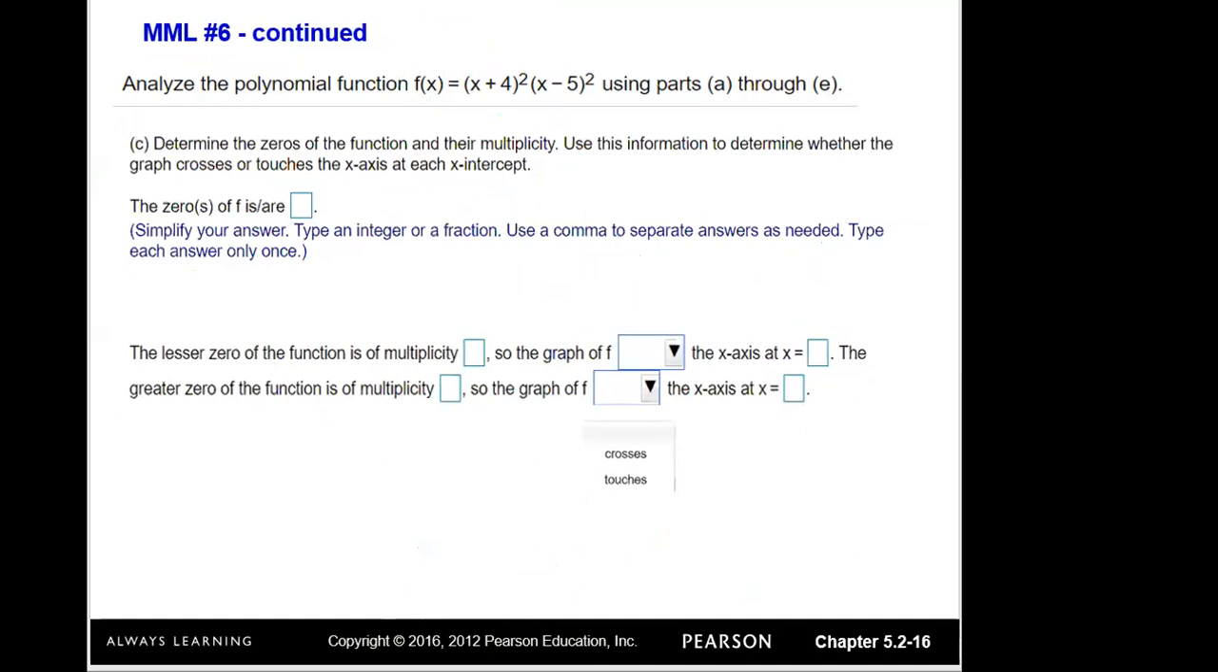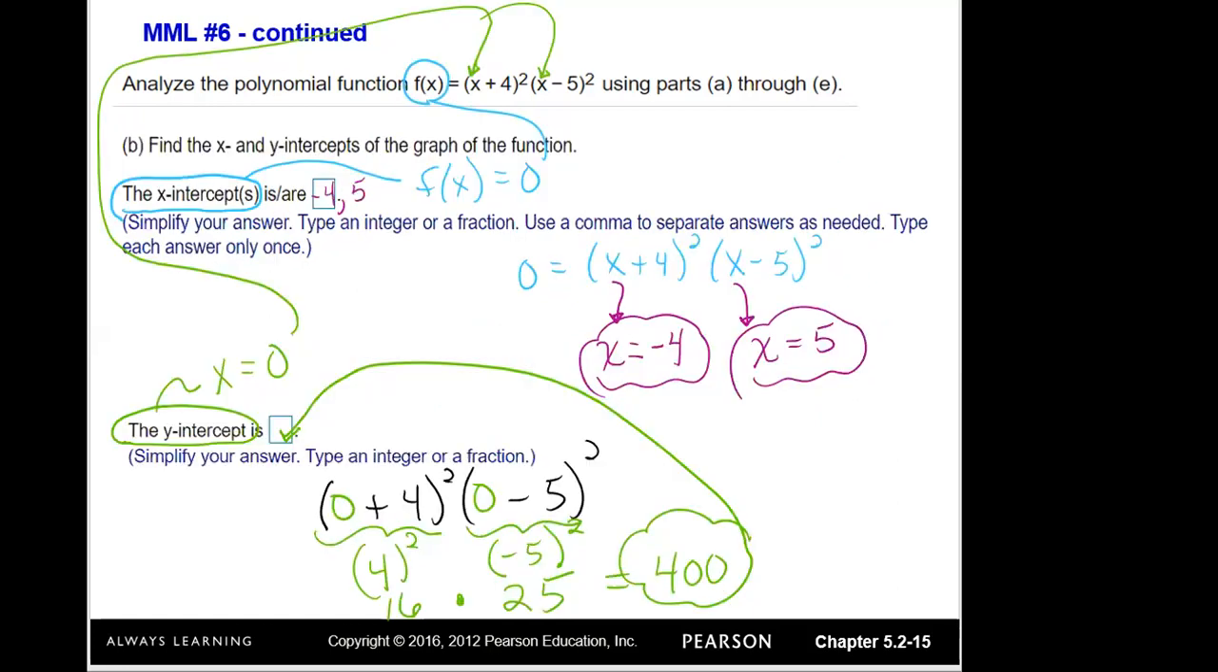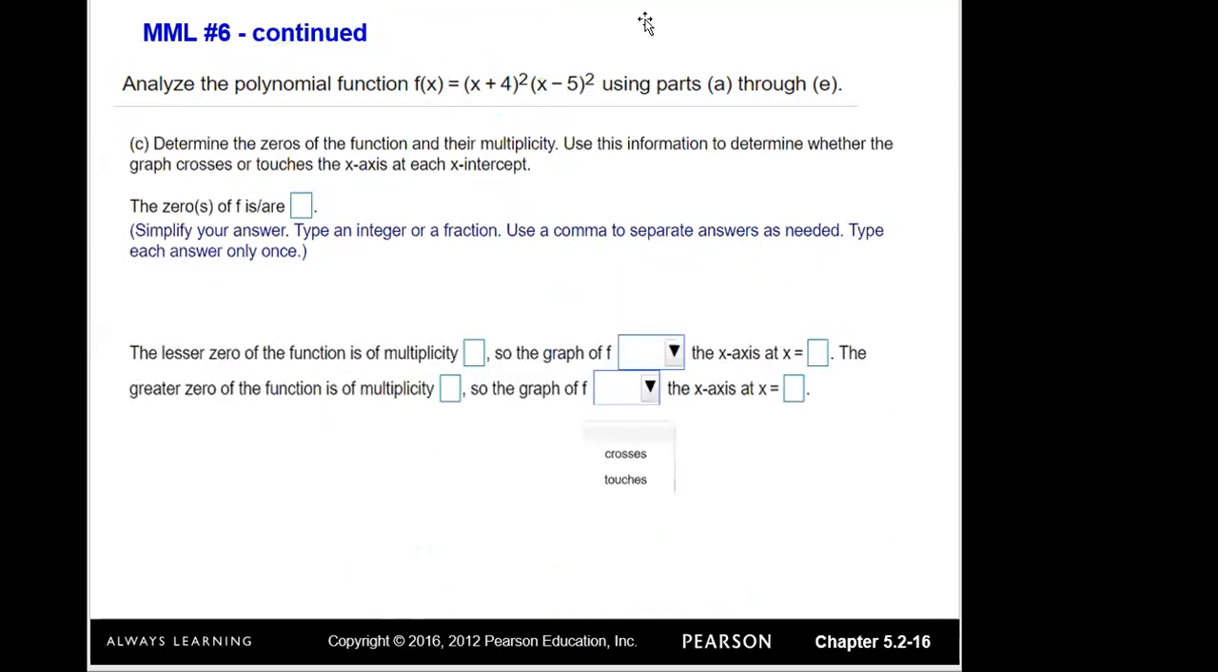All right, determine the zeros. Well, the zeros are the same thing as the x-intercepts, which were, how can I forget this so soon? I was just looking at it. Negative 4 and positive 5. Okay, but we've got to look at them. The lesser zero, let's see, the negative 4, the lesser zero, that would be this one. And it has a multiplicity of 2. All right, so the lesser zero has a multiplicity of 2.